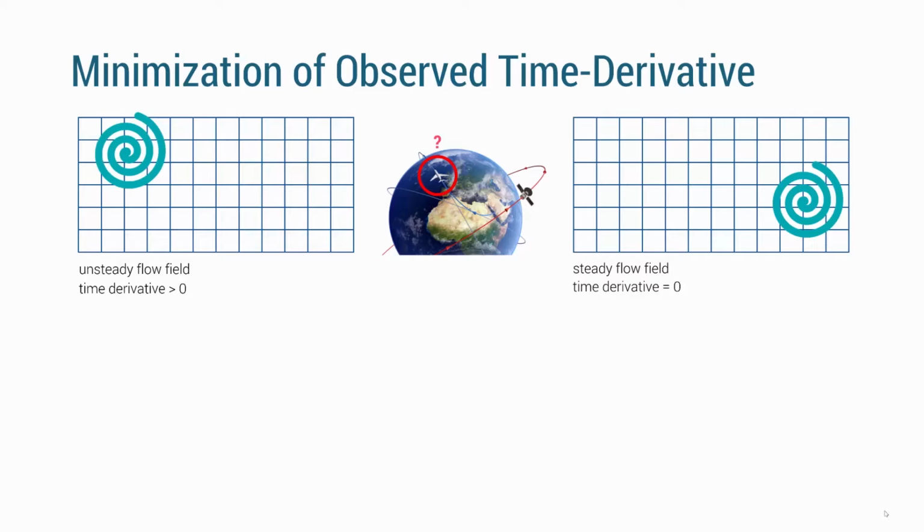Conventionally, a partial derivative is used to compute the time derivative of a flow field, but here we need to find the time derivative of the observed flow field. We derive a new differential operator called the observed time derivative, which equals the partial time derivative plus the Lie derivative. Let's ignore the mathematical details for now.